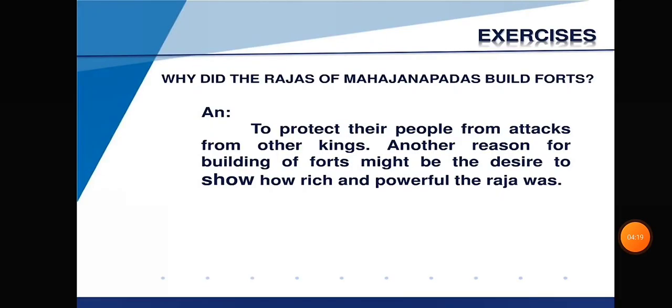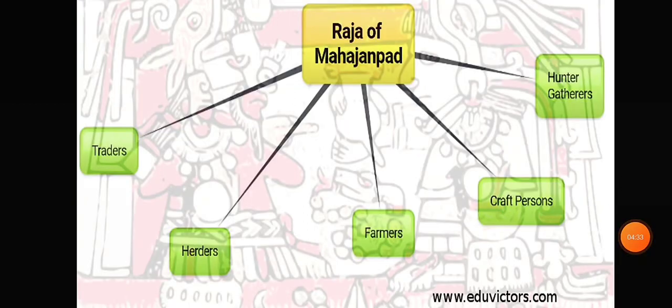So, why did the Rajas of Mahajanapadas build forts? They built the forts to protect their people from attacks from other kings. Another reason for building forts might be the desire to show how rich and powerful the Raja was. So, for building these forts, the kings used to collect taxes from the people.